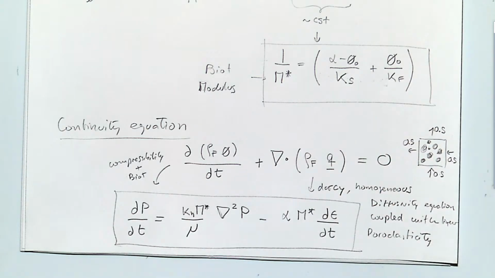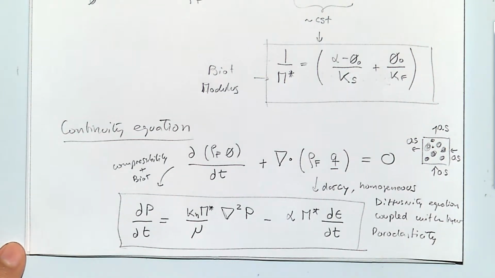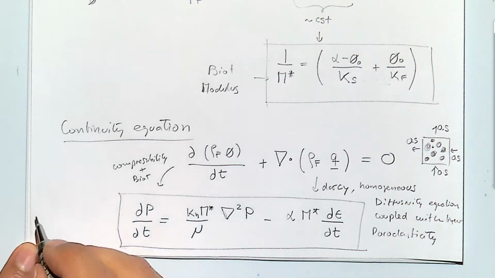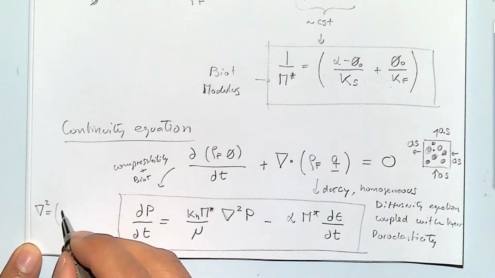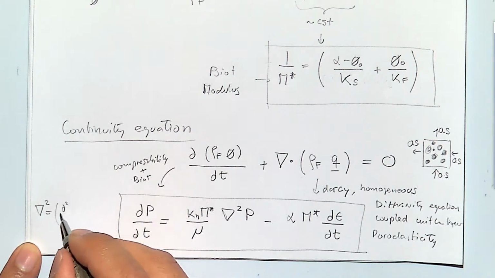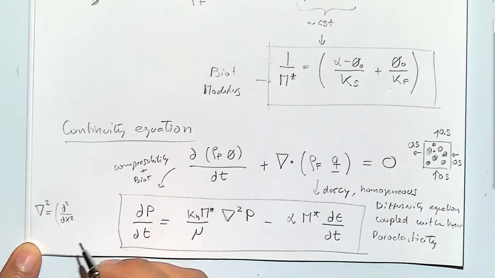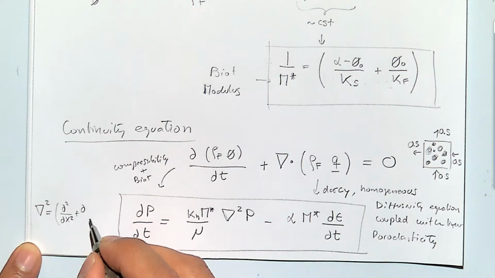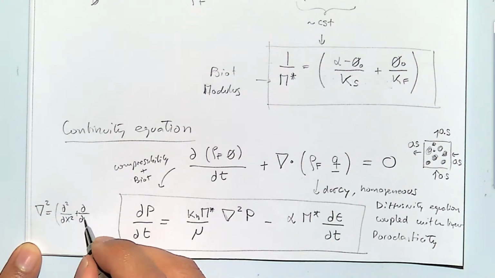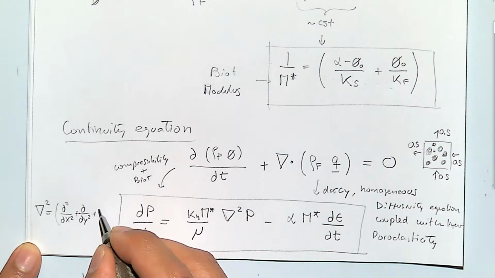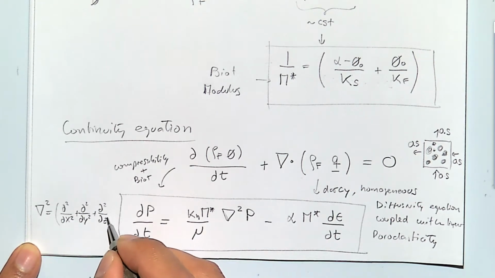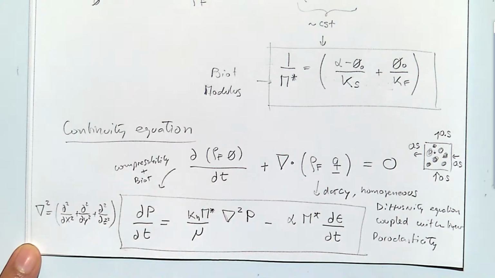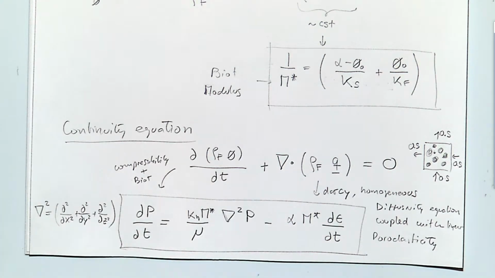You have a question, Rodrigo? Yeah, this Laplacian you said is like a divergence, but for the second derivative? Yes. This is the second derivative with respect to x squared, plus the second derivative with respect to y squared, plus the second derivative with respect to z squared. That's the Laplacian.